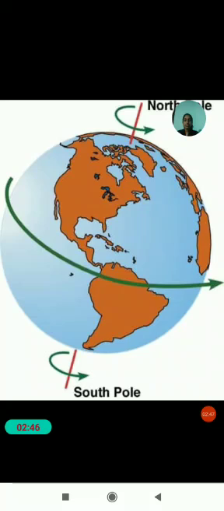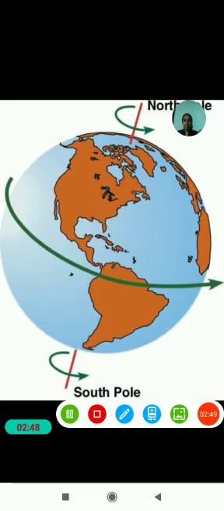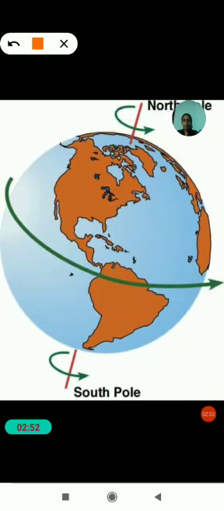The two end points are called the poles. The upper point is called the north pole. The lower point is called the south pole.